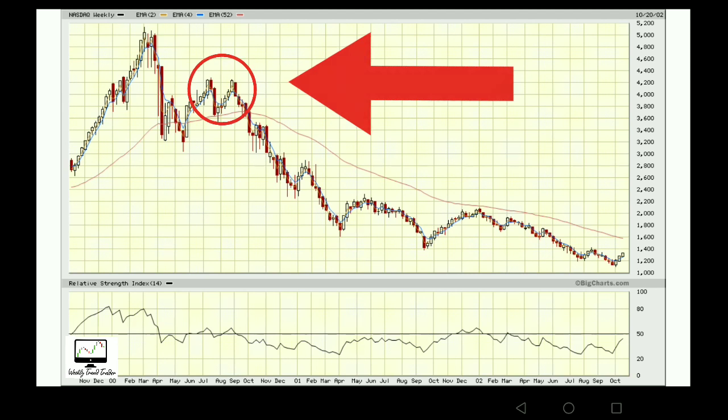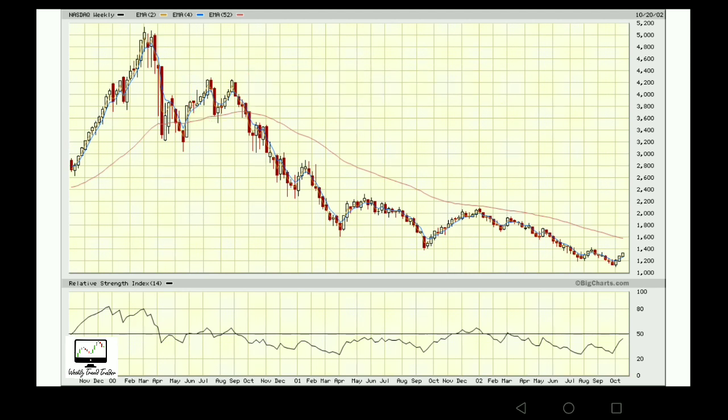The market decisively breaks below the 52-week moving average on a weekly closing basis. Look at that level there at around 3,600. We close below on a weekly closing basis. The lines cross, the 2 and the 4 that we watch so much cross, and the market begins its sell-off for multiple months.